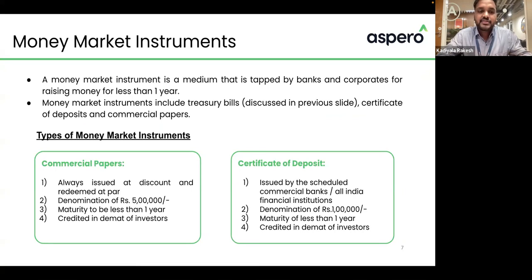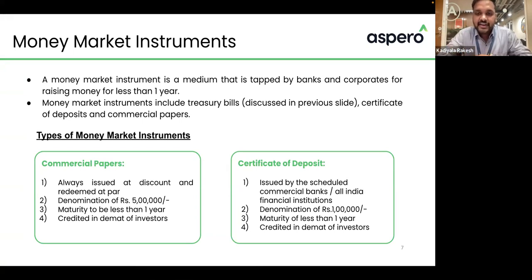So commercial papers are always issued at a discount and redeemed at par. The denomination of this particular commercial paper is 5 lakhs, and the maturity is less than 1 year. And whatever securities are transferred will be credited in the demat account of the end investor.